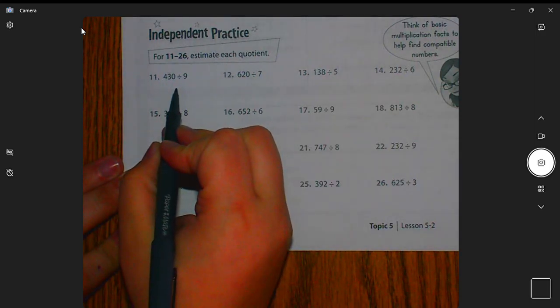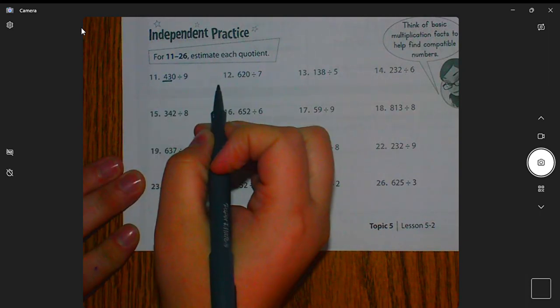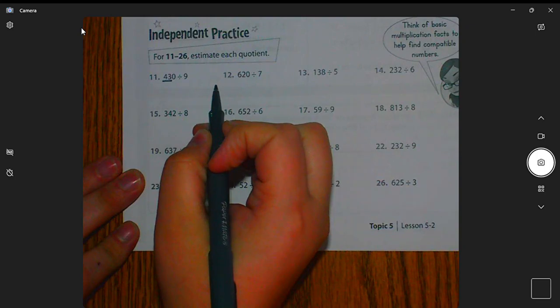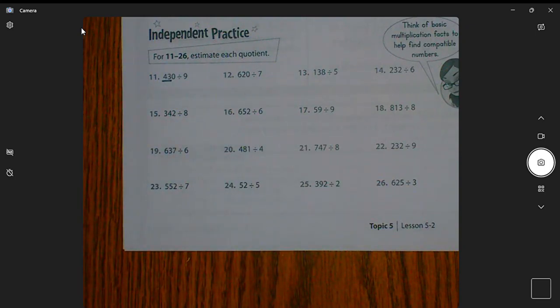But I know I can look at the first 2 digits in my number, and that's going to tell me where I can look in my multiplication families to be able to find my basic fact. So I need you to think, in my 9s, how close with 9 can I get to 43? And if you go over it a little bit, that's okay. But try to stay as close to 43 as you can get.